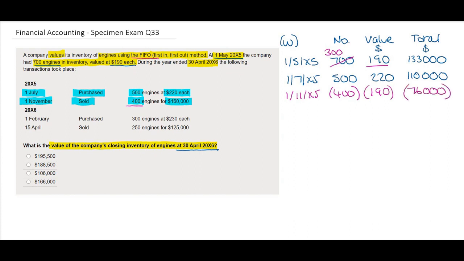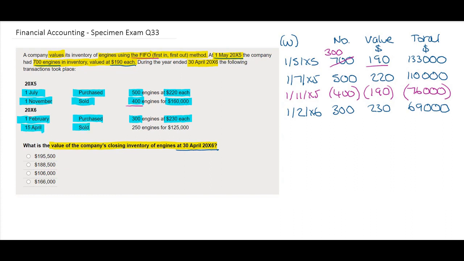My next transaction is on the 1st of February. We have purchased some engines, and this time we've got 300 engines purchased at $230 each. I am adding these goods to my inventory, and so I'm going to put on the 1st of February x6, 300 engines, $230 each, and this will total $69,000. Finally, the last transaction is on the 15th of April.